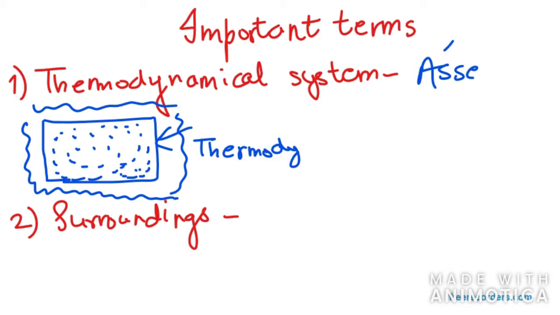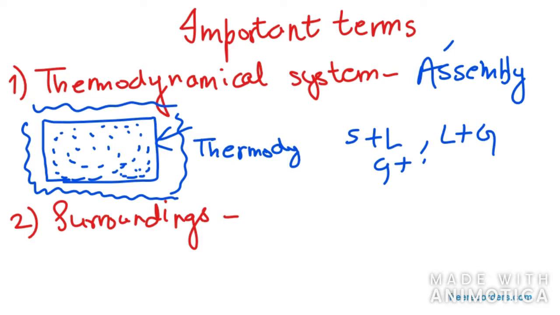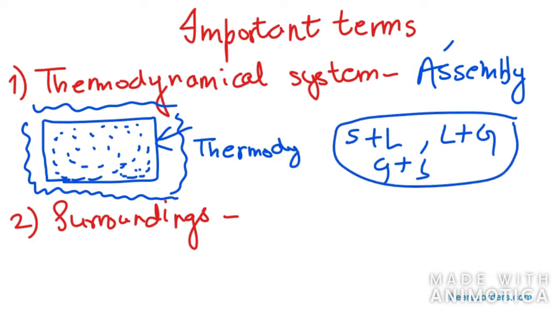Now, one more thing you should know is that it could be solid, it could be liquid, it could be gas, or it could be a combination of two or more states. Sometimes we can take solid plus liquid, liquid plus gas, gas plus solid. These can exist as well, and many more. So it could be anything.